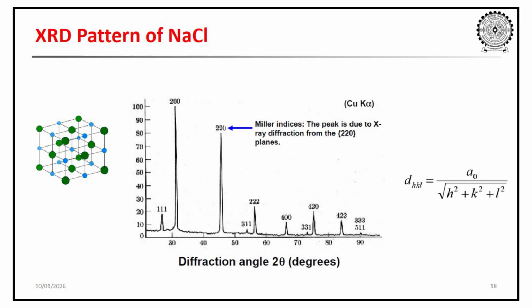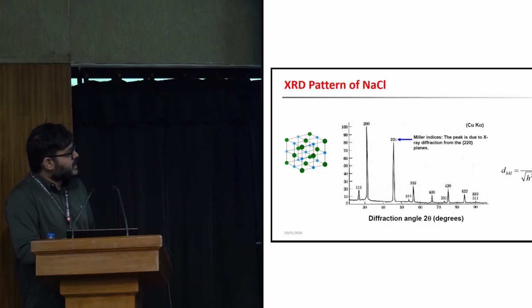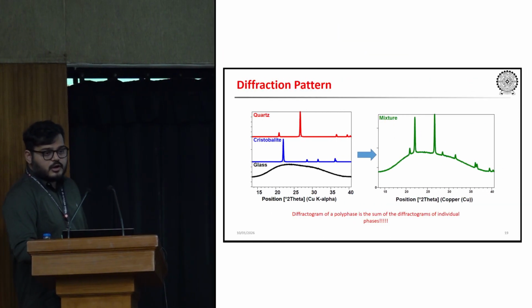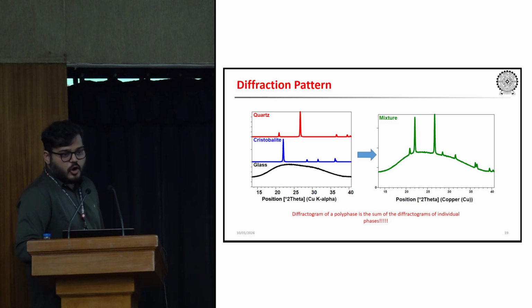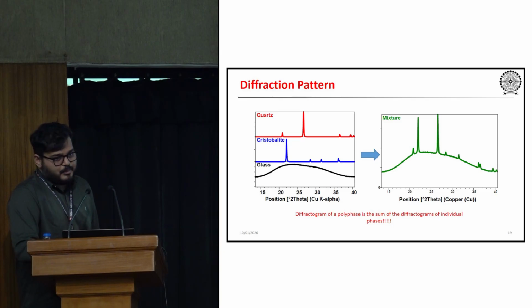For example, this is the XRD pattern of NaCl using a copper target. You can see the diffraction peaks produced at different Miller indices, reflections from different HKL planes. Right? So the diffraction pattern which you are getting is going to be a sum of the diffraction patterns of the individual phases. For example, we know quartz, cristobalite and glass are all SiO2 in different forms or different crystal structures. So if you have a mix of quartz, cristobalite and glass and you do an XRD, you will see it is going to be a combination of the individual patterns.